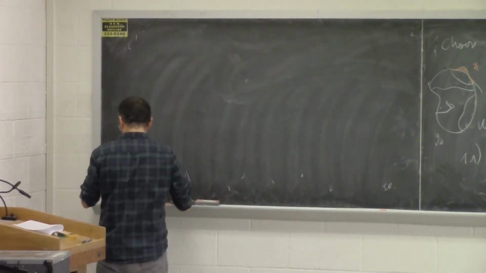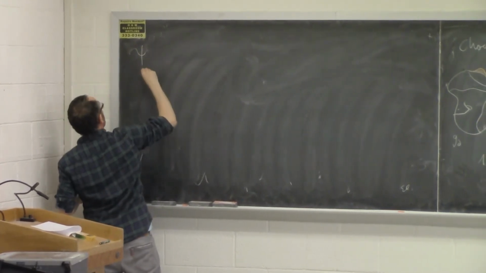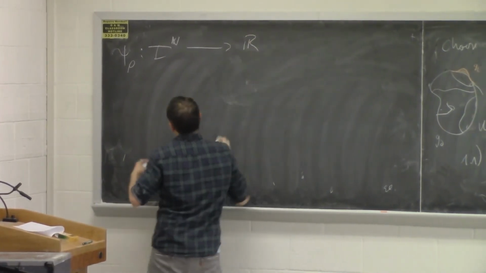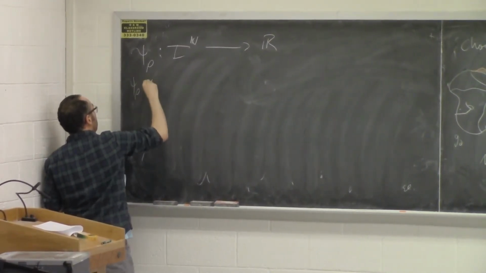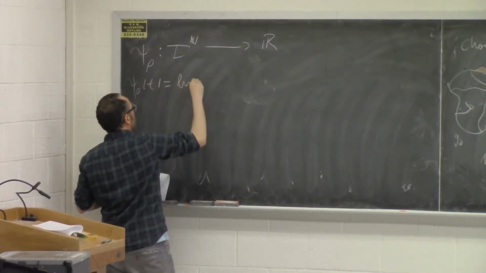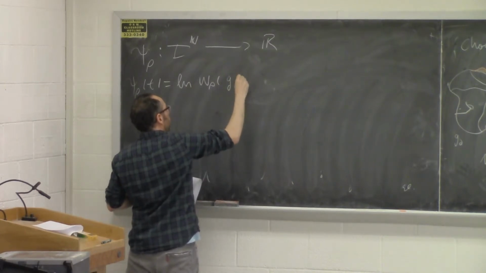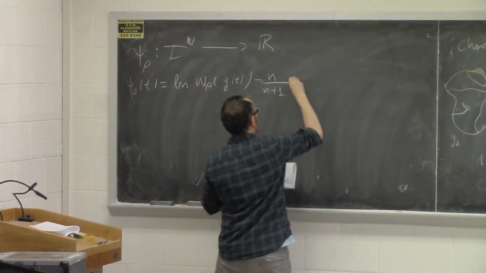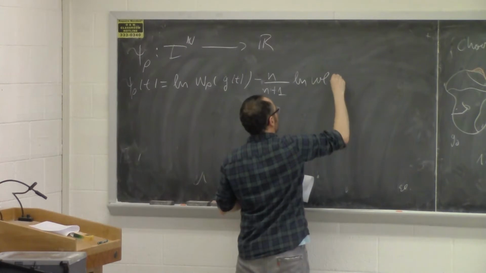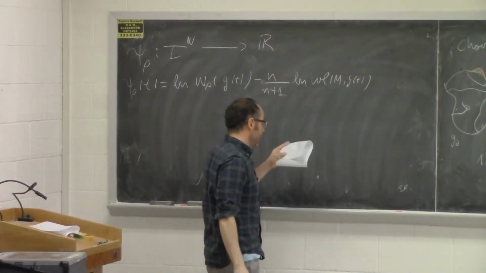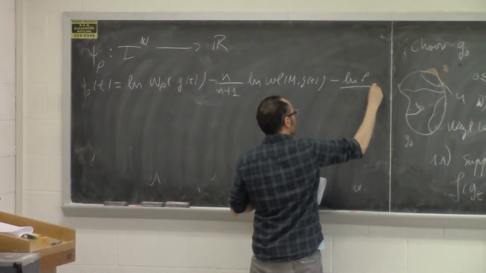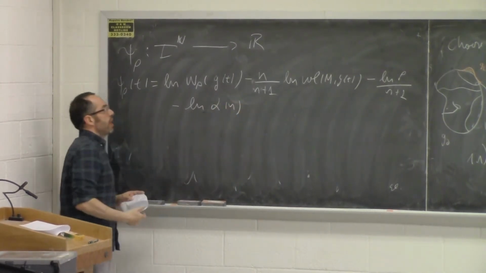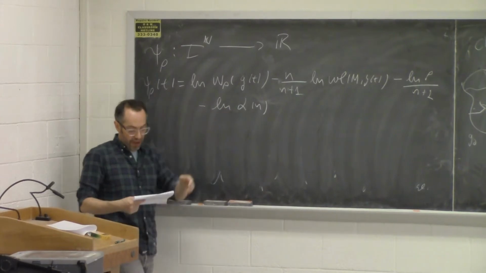So let's write the following function. Consider phi of p. This is a function from this n-dimensional cube into the real numbers, and the expression is going to be the following. Phi p of t will be the natural log of the p-width with respect to the metric G of t. And now I'm going to subtract n over n plus 1 times the natural log of the volume of M with respect to G of t, minus the natural log of p over n plus 1, and still minus the natural log of alpha n, where alpha n is the constant in the Weyl law.